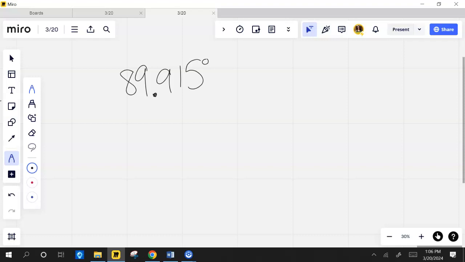Co-terminal angles, degrees to radians, radians to degrees, and DMS. Oh, just DMS. What you got, Miguel? 89 degrees. How many minutes? Yes. Isn't that cool?